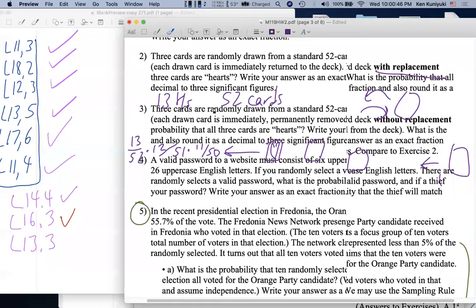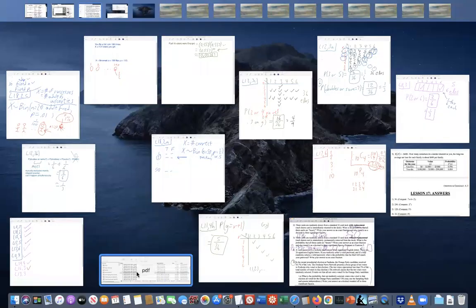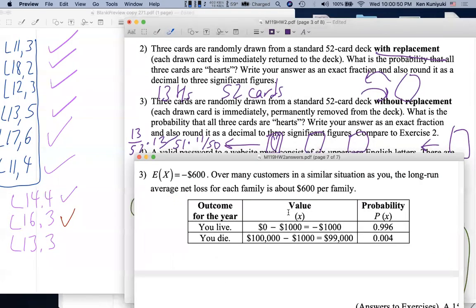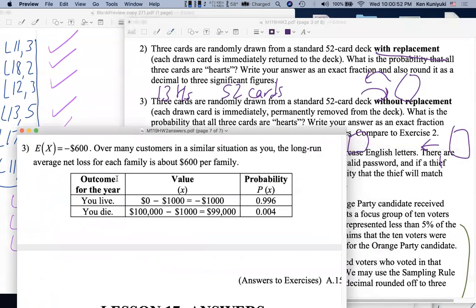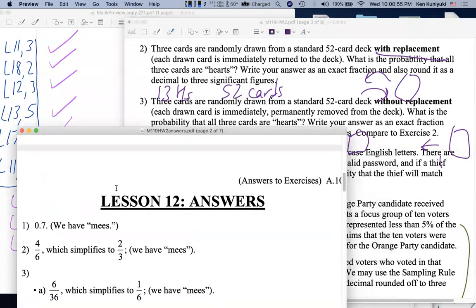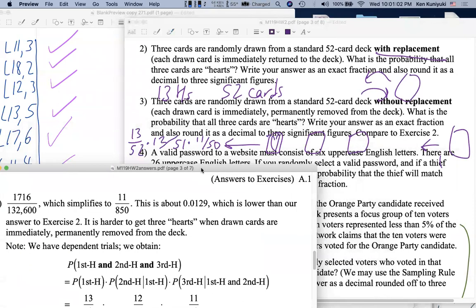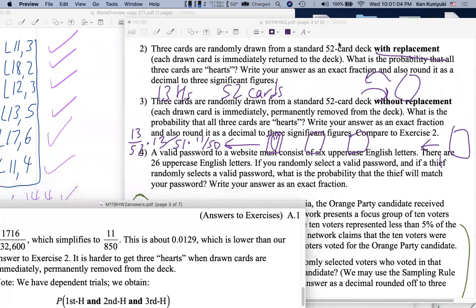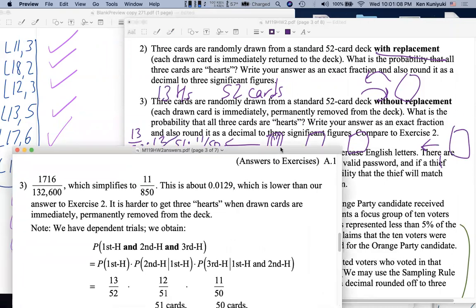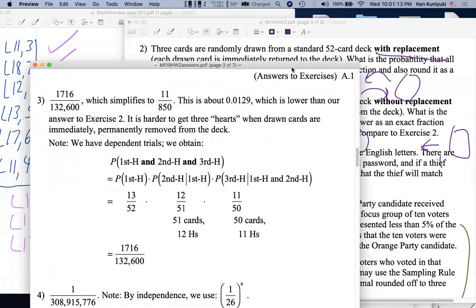Is it 0.0129? I have no idea. I know it's low, but 13.3. Yeah, it is 0.0129. Okay, great. I asked you to write your answer as an exact fraction and also round it as a decimal to 3 significant figures. So I want you to write down either of these two fractions and also the decimal approximation.